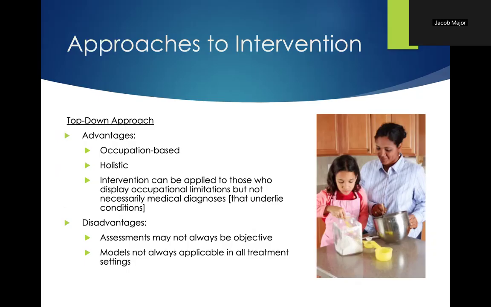Some advantages is it's occupation based, which is great. That's what we're looking for. It's more consistent with the principles in which OT was founded. It's holistic, so we're seeing the person as a full person. And the intervention can be applied to those who display occupational limitations, but not necessarily medical diagnoses. So not necessarily looking at underlying conditions, but okay, they want to reach maximum potential with this occupation. How can we provide that for them?